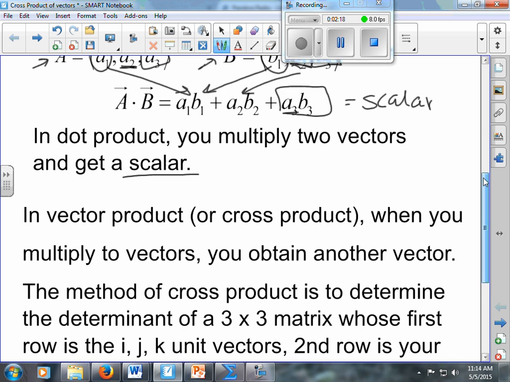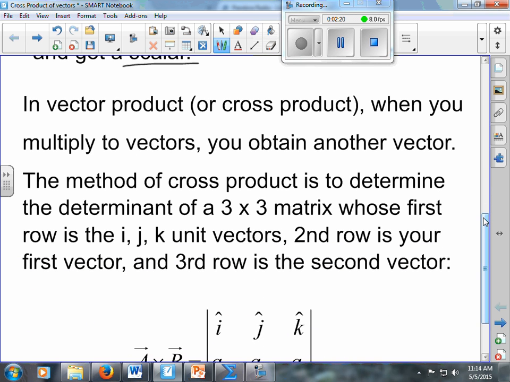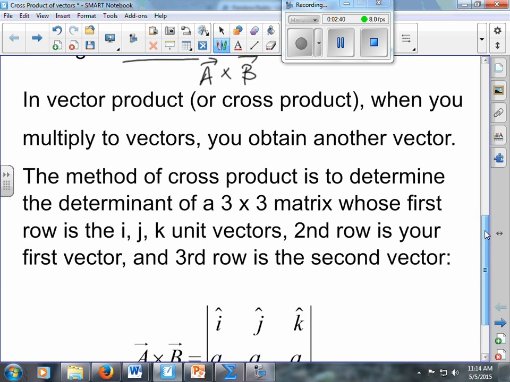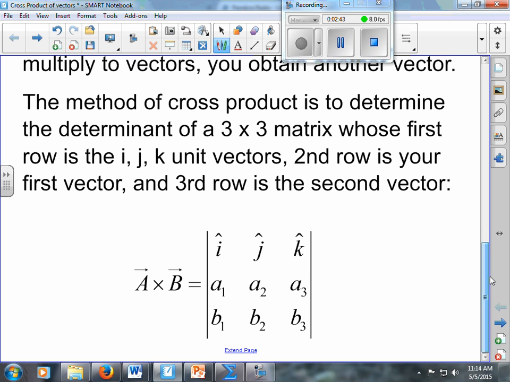Today, the vector product is also called the cross product, and that is simply because instead of using a dot between the two vectors, we put a cross for the multiplication. Now the way we do the cross product is we determine the determinant of a 3 by 3 matrix. We create this matrix from the two vectors.